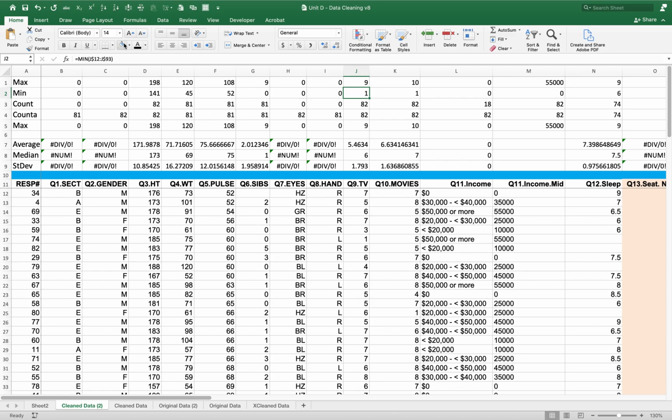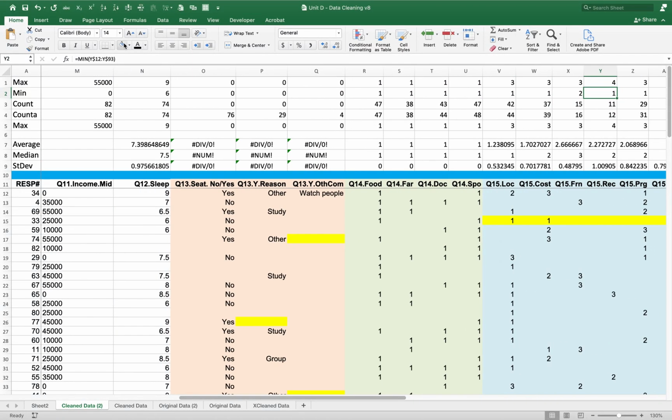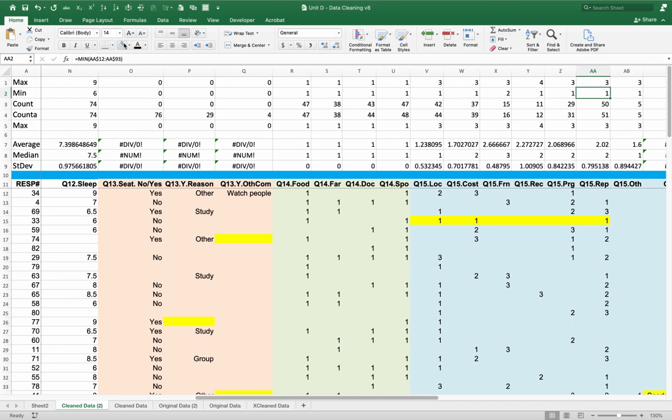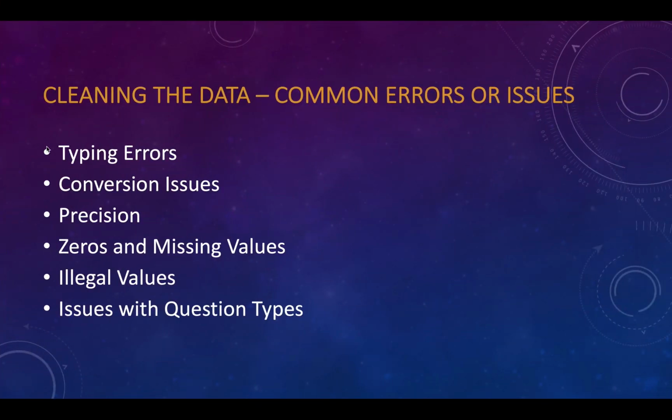I'm going to end the lesson right here, and in the last bit we'll take a look at these other specific kinds of questions, the ones that are not the check-one-only type questions. So let's end the video. At this point, we have looked at the typing errors, the conversion issues, the precision issues, the zeros and missing values, the legal values, and now we'll take a look at issues with question types in the last video. So let's end it here.